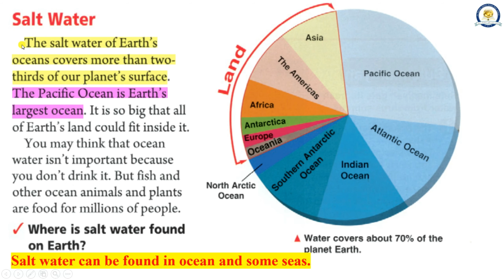Salt water. The salt water of Earth's oceans covers more than 2/3 of our planet's surface. The Pacific Ocean is Earth's largest ocean. It is so big that all of Earth's land could fit inside it. You may think that ocean water is not important because you don't drink it. But fish and other ocean animals and plants are food for millions of people.